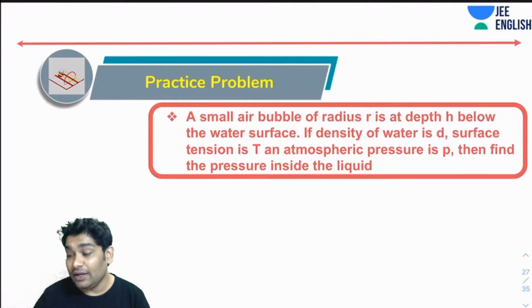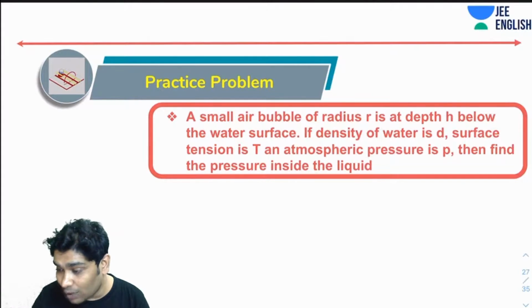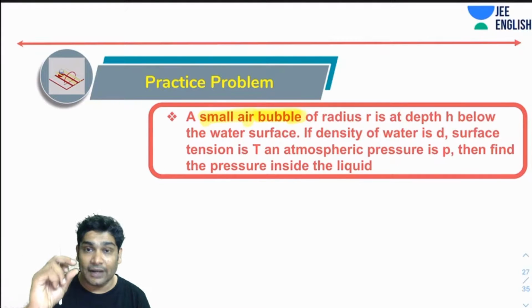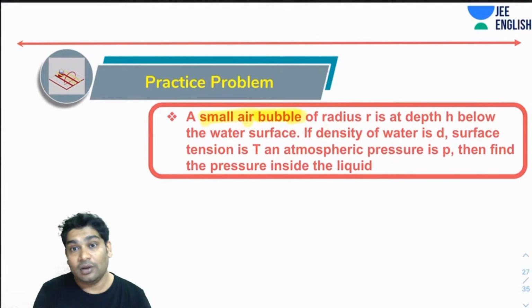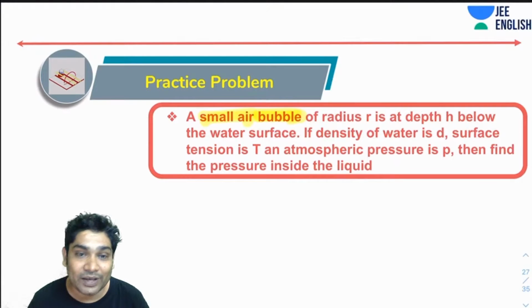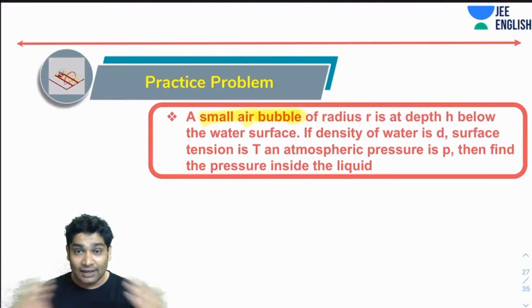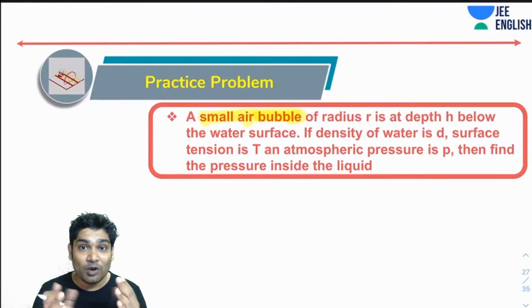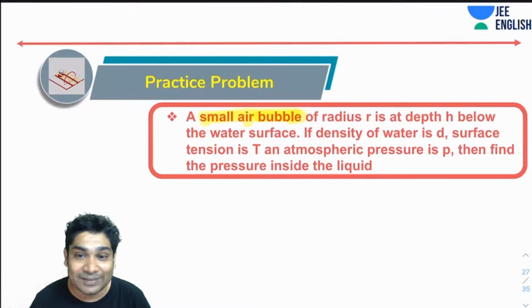Again, you will realize every time you are being told small bubbles. Why? Again, so that you can ignore the variation of pressure due to liquid in the dimensions of the bubble. That is why you are always being told that these are small bubbles. If the bubble is too big, it won't even remain spherical, because higher pressure of the liquid below would cause its shape to get distorted.